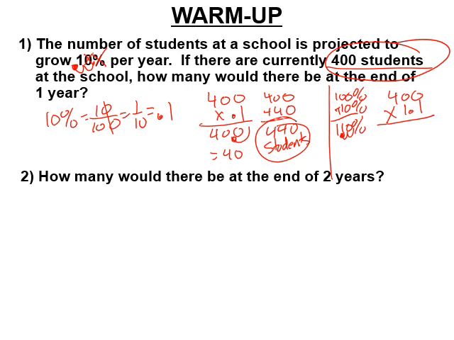A nifty shortcut, move the decimal twice, turns a percent into a decimal. You can't multiply by 110. That's not a thing. So you do that multiplication, and look what happens. Move the decimal once, you go right to the answer. Either way works, but 10% more would be 440 students. All right, now answer the next question.